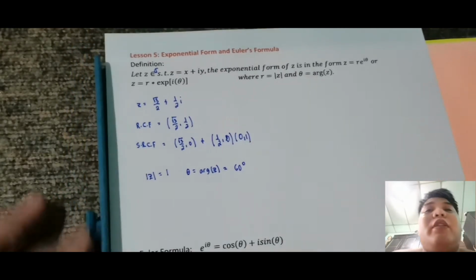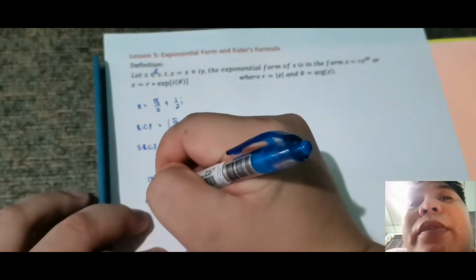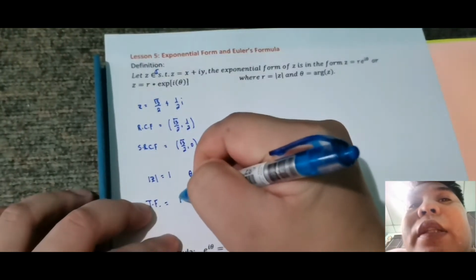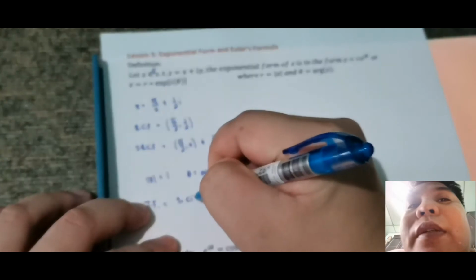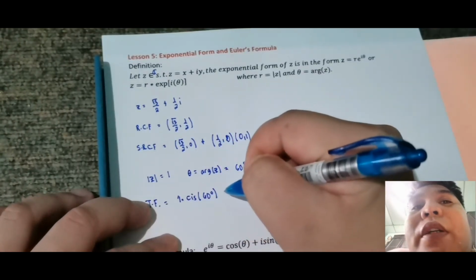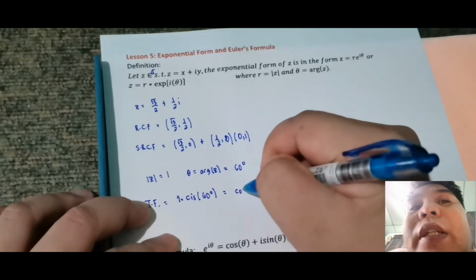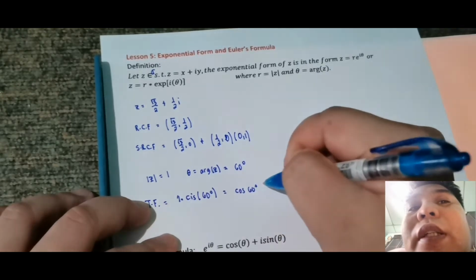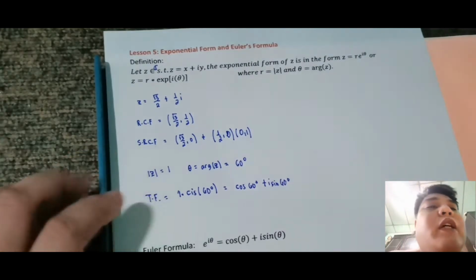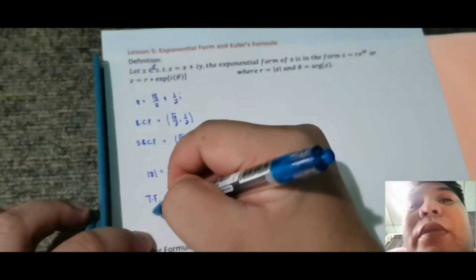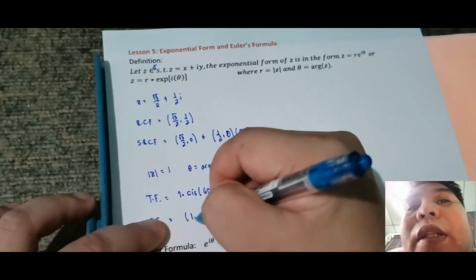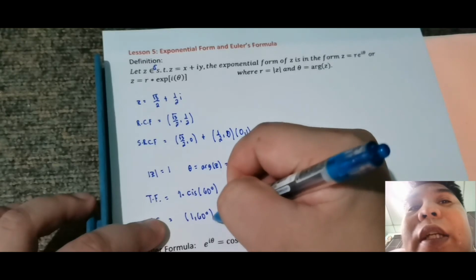Okay, so next is yung TF. Ano yung TF niya? Yung trigonometric form. So TF niya is equal to 1, then multiplied by cosine 60 degrees plus i sine 60 degrees. Ayun yung trigonometric form. What's the polar form? Polar form is equal to 1, 60 degrees.